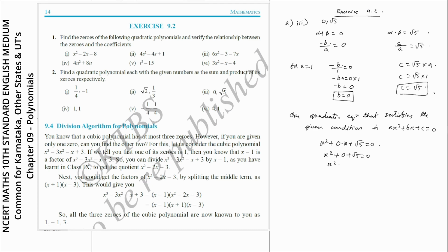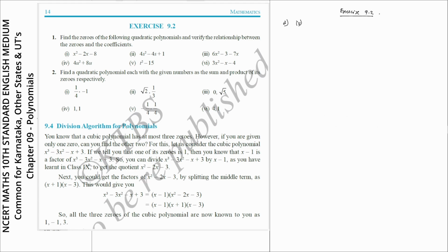So x square plus root 5 is equal to 0. So this is the quadratic equation. Therefore the quadratic polynomial is x square plus root 5. When we equate a polynomial to some value, it is an equation. Otherwise we call it just a polynomial.